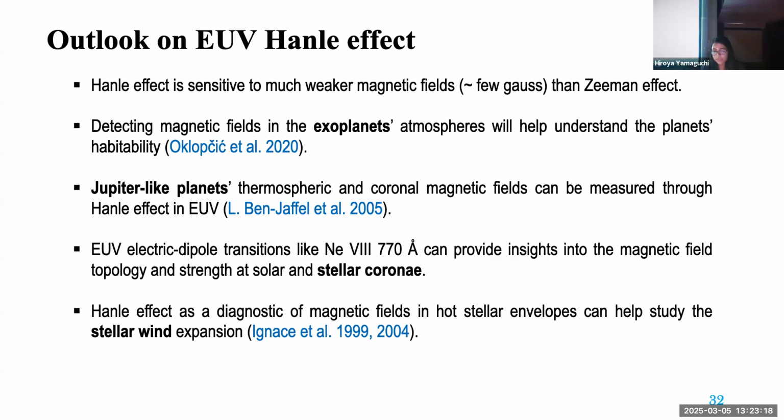And then further, electric dipole transitions like the Neon 8 line, which is in principle sensitive to both the magnetic field strength and orientation, can be used to study the magnetic field topology and strength, not only at the solar outermost layers, but also at the stellar corona. And finally, the Hanle effect as a diagnostic of magnetic fields in hot stellar envelopes can also help in understanding the stellar wind expansion.